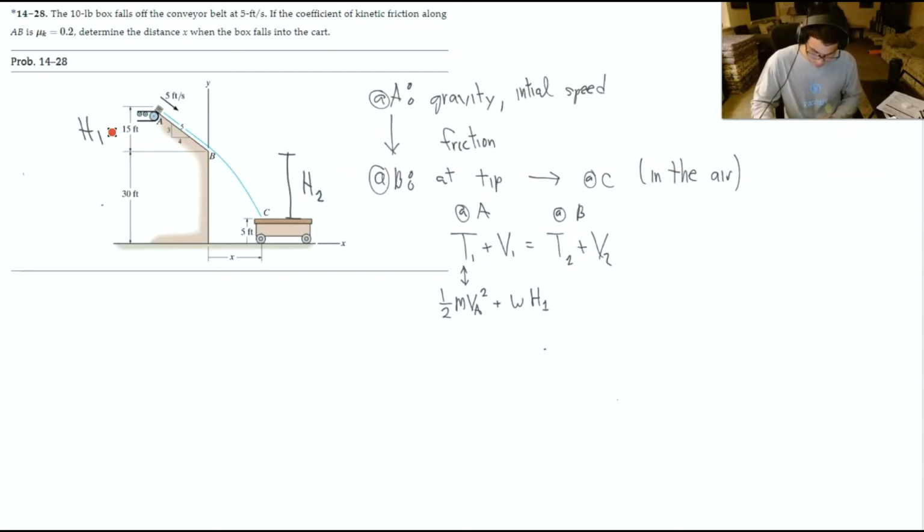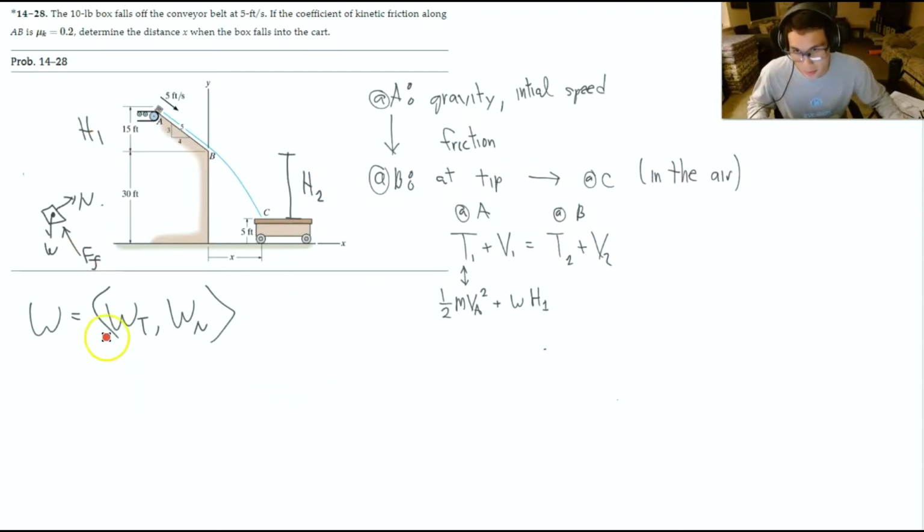So that's important, and then I'll just draw the free body diagram for points. So we have our weight. And then we have the force of friction. We have a normal force. Okay, and then we would notice that our weight is equal to some weight in the tangential direction and weight in the normal direction. That's important. We'll talk about that stuff in a second, though. Okay, back to this stuff.